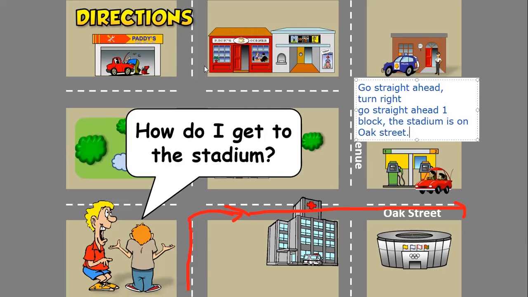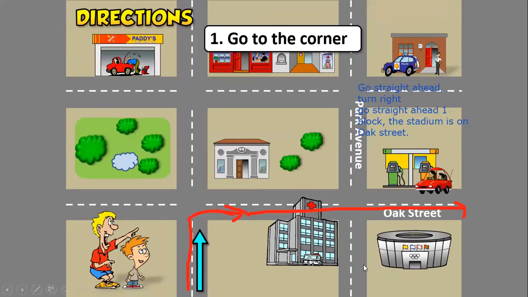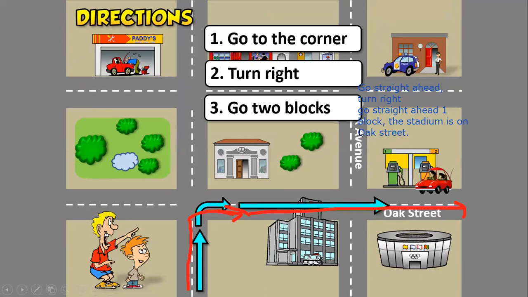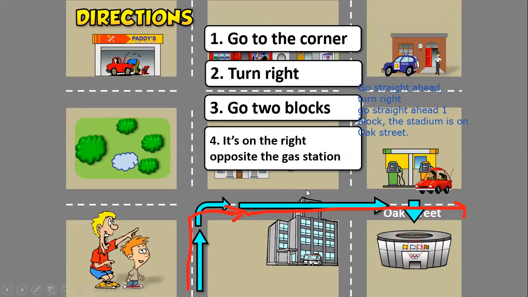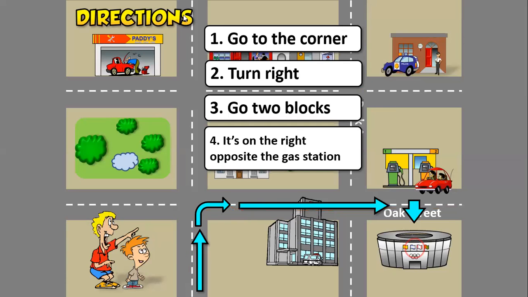Vamos a ver qué tenemos por acá. So, how do I get? So, first of all, go to the corner or go straight ahead. Very good. Turn right. Go, oh, mire, two blocks, dice. What? For me, it's only one block. It's on the right opposite to the gas station. Okay. So in this one, it's on Oak Street or it's opposite or in front of the gas station, right? So very good so far, you guys. And thank you, Mr. Julio, you were very good. Let's go with the next one.